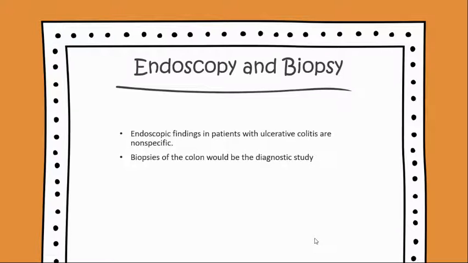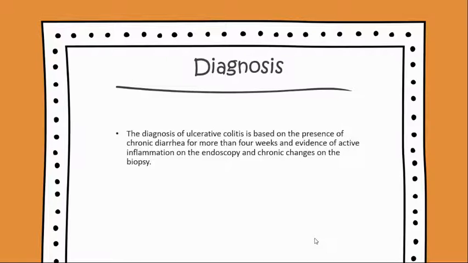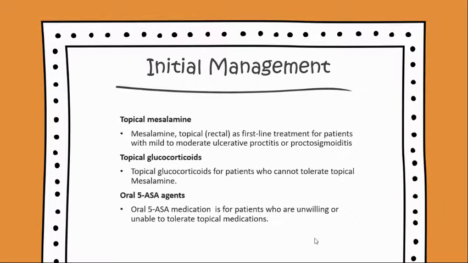Endoscopy and biopsy. Endoscopic findings in patients with ulcerative colitis are nonspecific. Biopsies of the colon would be the diagnostic study. Diagnosis. The diagnosis of ulcerative colitis is based on the presence of chronic diarrhea for more than 4 weeks and evidence of active inflammation on the endoscopy and chronic changes of the biopsy.